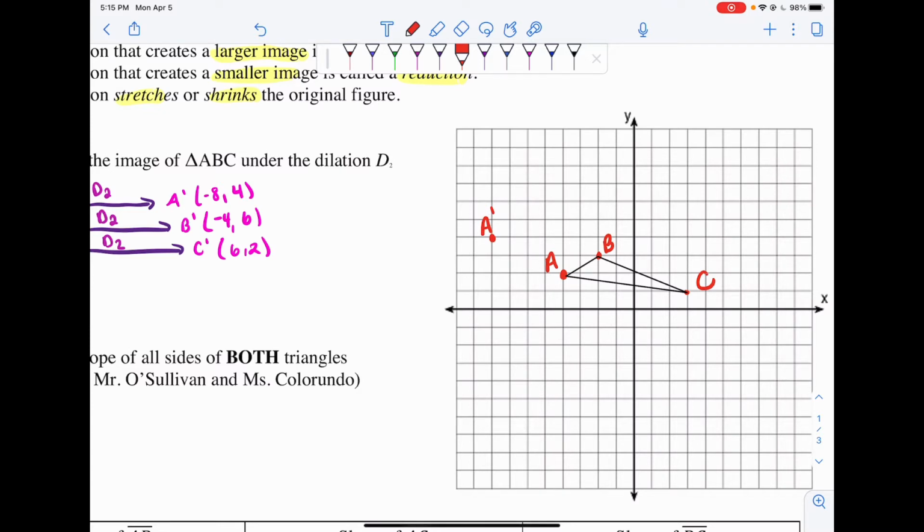Now I'm going to plot B prime, which is -4, 6. So I go out 4, so 1, 2, 3, 4, up 6. 1, 2, 3, 4, 5, 6. So right about here. And that is B prime. Now I'm going to plot C prime, which is 6, 2. So I go out 6, so 1, 2, 3, 4, 5, 6, up 2, 1, 2. So right about here.